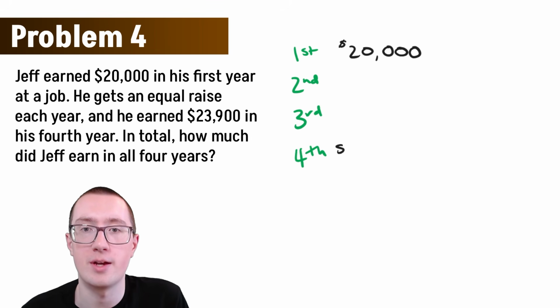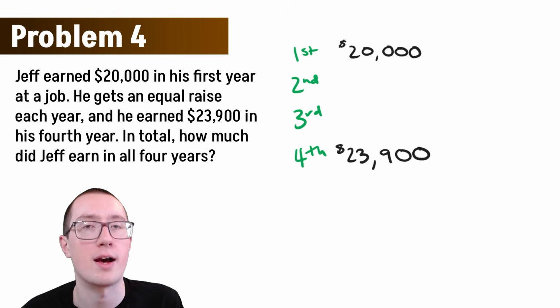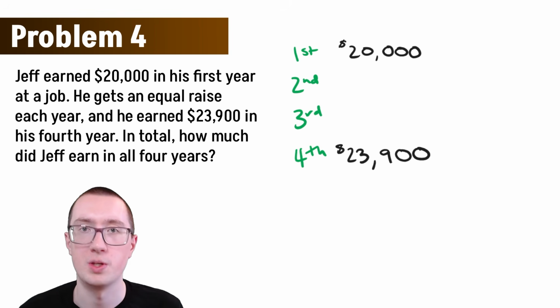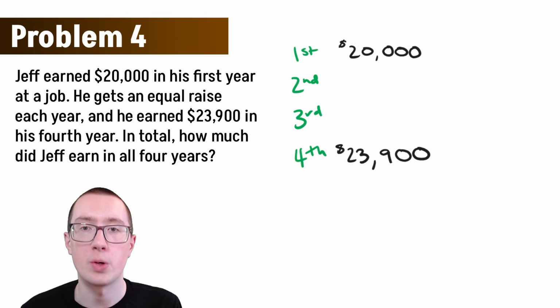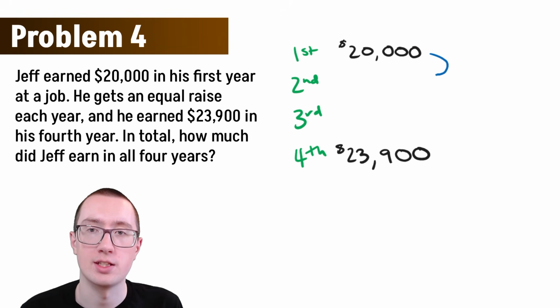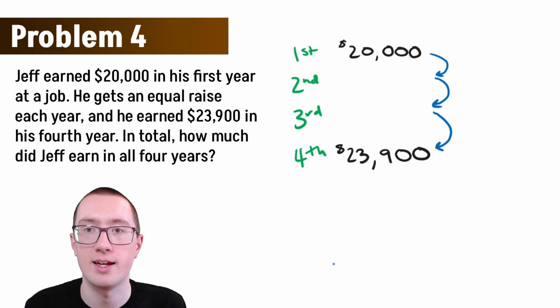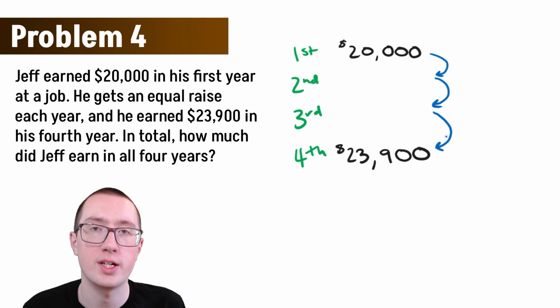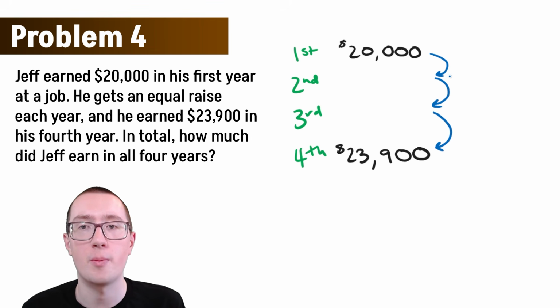And it says in his 4th year, he made $23,900. So, I mean, we already have 2 of the years, but we need to know what he made in the second and third years to add them together. Now, to solve this, we're going to have to do a little bit of big brain thinking, right? Because the one other piece of information it gives us is that he gets an equal raise each year. So from the first to the second year, he got some sort of raise. Second to third year, he got the same raise. And then from the third to the 4th year, he got the same raise again. So in total, he got 1, 2, 3 raises. So based on how much his salary increased by, we can figure out how much each raise was.